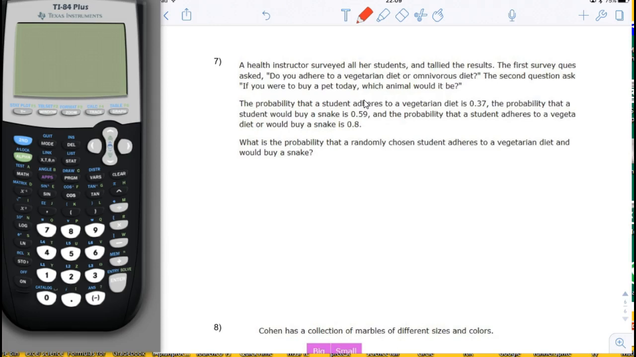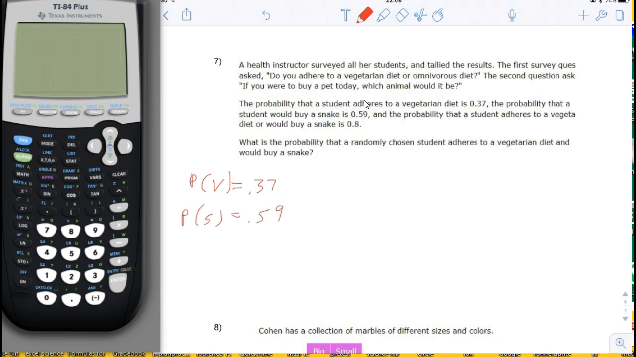The probability that a student adheres to a vegetarian diet is 0.37. The probability that a student would buy a snake is 0.59. And the probability that a student adheres to a vegetarian diet or buys a snake is 0.8. What would be the probability that a randomly chosen student adheres to a vegetarian diet and would buy a snake? Okay, so let's name the probability that they buy a snake S and the probability of a vegetarian diet V. P(V) equals 0.37.